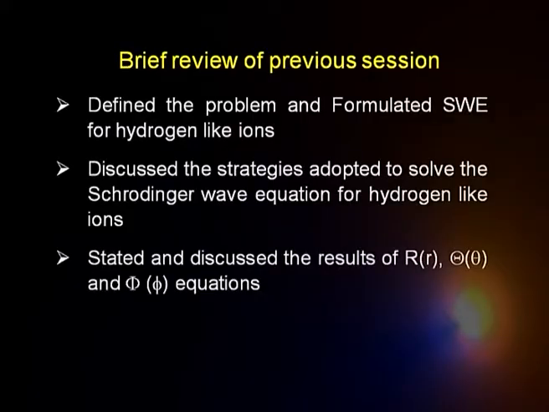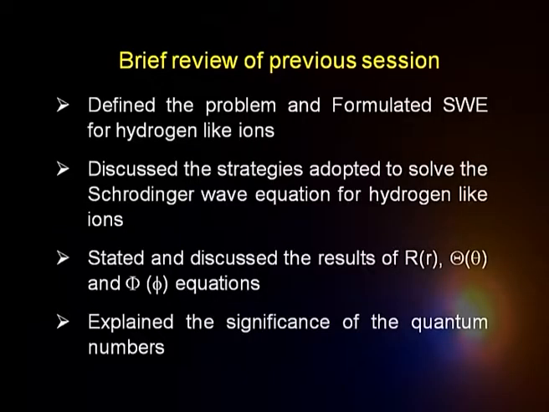As a consequence of that, we were able to separate the equations into 3 parts, the r part, theta part and the phi part. Thereafter, we did not get into the process of solving these equations. Instead, we stated the results and discussed their significance. We will come to that a little while later. And towards the end, in the last session, we explained the significance of the quantum numbers which are obtained as a consequence of solving these equations, because when these equations were solved, they gave us the quantum numbers that we talked about in the previous session.